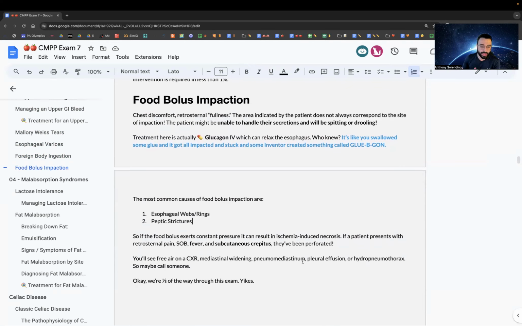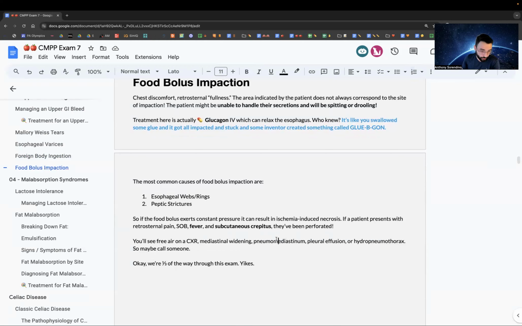Another potential complication here is something called ischemia-induced necrosis. So a food bolus can actually exert this pressure and cause this necrosis. So if a patient presents with retrosternal pain, shortness of breath, fever, and subcutaneous crepitus, they could be perforated. Anytime you hear crepitus at all, there's air in the body where it shouldn't be. So if you see that on a vignette, it could be a food bolus impaction that's been perforated, all right?